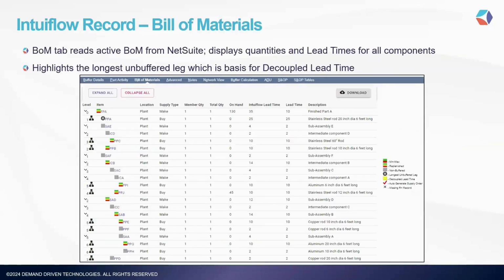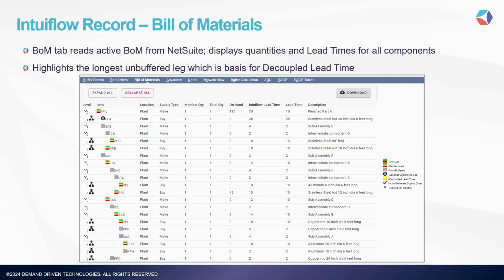Okay, moving on to the BOM tab here. The Intuiflow for NetSuite version will read in the active bill of material from the NetSuite record. So this will allow you to see all the components, their lead times, and it also provides visibility into their on-hand levels here in this column.